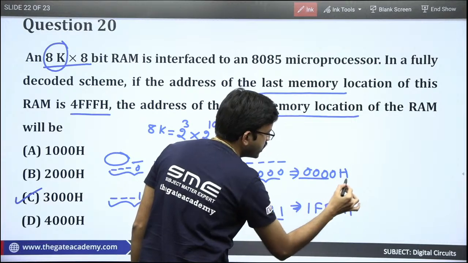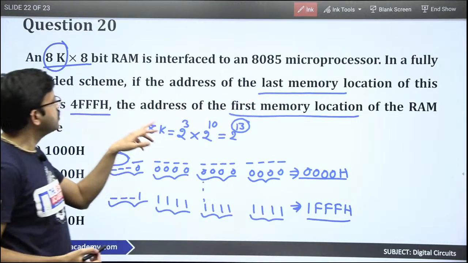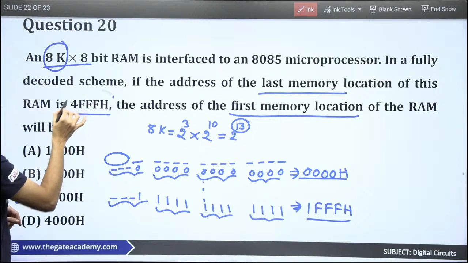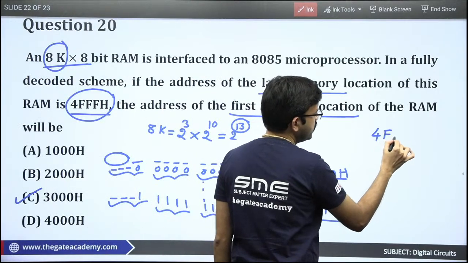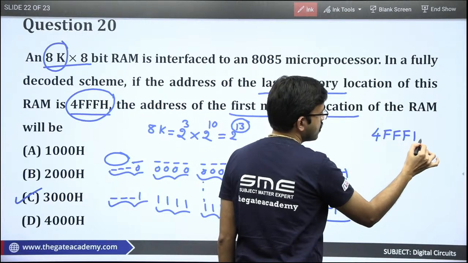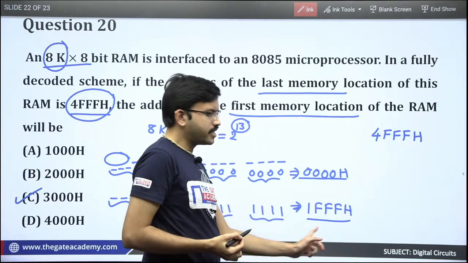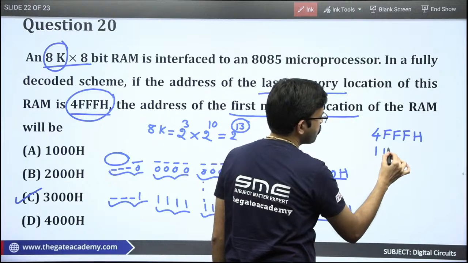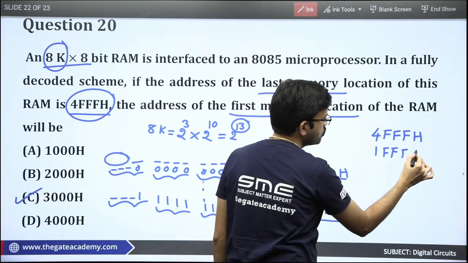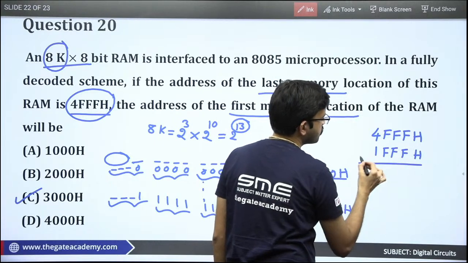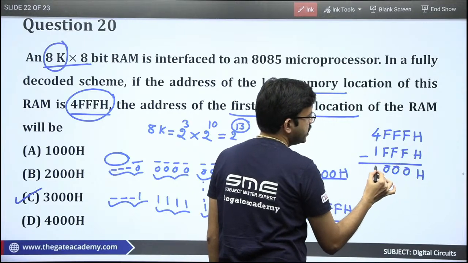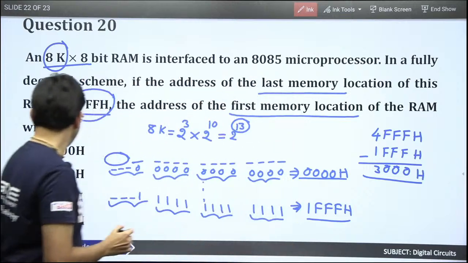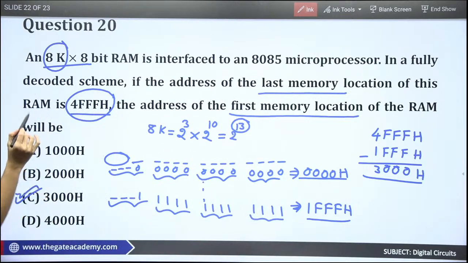Okay, so this is the starting address, this is the ending address. But in this question they have given the ending address as 4FFFH. And now you got the ending address like this, 1FFFH. So here we have to do simply subtraction, that's all. So you will get 3000H. So that is option C. Option C is the correct one.